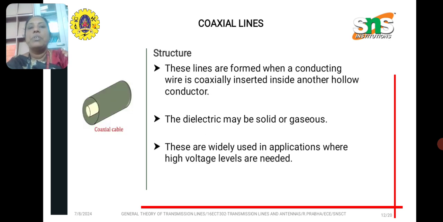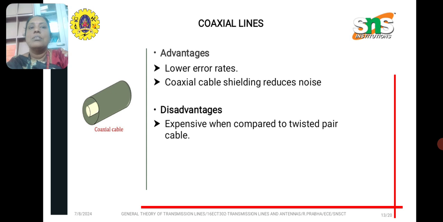The third type of transmission line is the coaxial line. According to the name, its structure consists of two lines sharing the same axis. These lines are formed when a conducting wire is coaxially inserted inside another hollow conductor. The dielectric may be solid or gaseous. These are widely used in applications where high voltage levels are needed. Advantages: lower error rates, and coaxial cable shielding reduces noise. Disadvantages: they are expensive when compared to twisted pair cable.